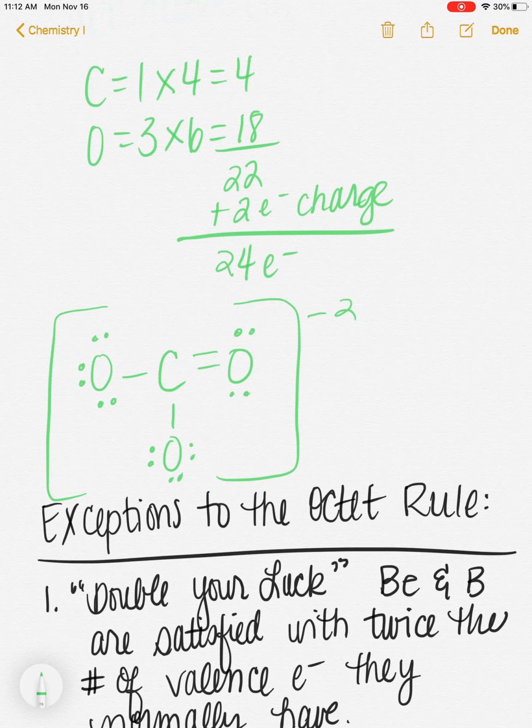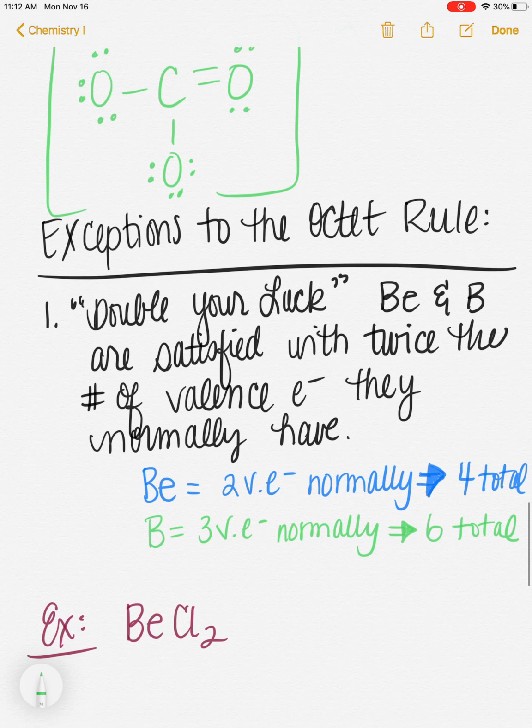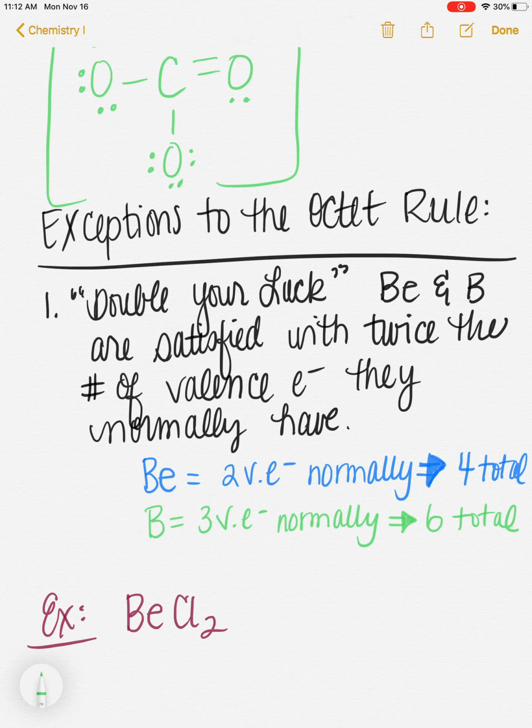All right. The last thing that you're going to need to know in order to understand tonight's homework are the 2 main exceptions to the octet rule. The first exception I call the double your luck elements. The double your luck elements are beryllium and boron.